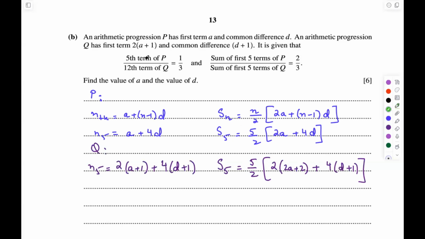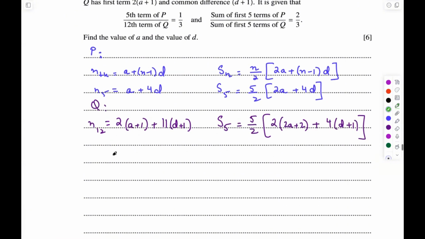So first, we have to divide the fifth term of P and the 12th term of Q. So we should have found the 12th term. So the 12th term will be equal to 2 into A plus 1 plus 12 minus 1, which is 11. So that will become 11 into, and D was D plus 1. Now, once we have these expressions, we can form the equations.